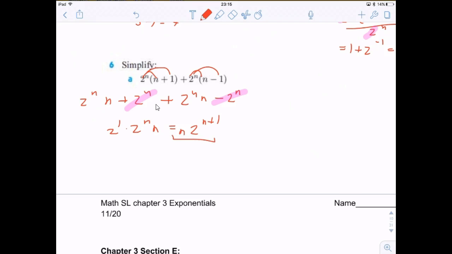Okay? The other way you could do it is you could factor out the 2 to the n. If you factor out the 2 to the n, you're left with n plus 1 plus n minus 1 on the inside. The 1 and negative 1 cancel out. The n's added together become 2n, and then you end up with 2n times 2 to the n. 2 to the first times 2 to the n is equal to 2 to the n plus 1. You get the same thing. Okay?